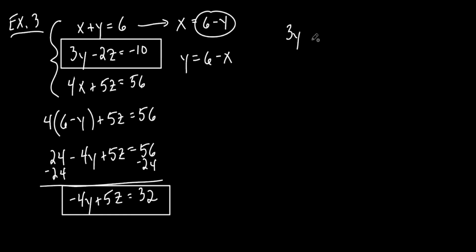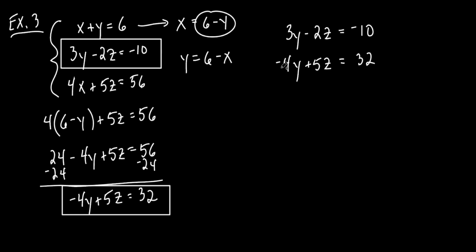So it's 3y minus 2z equals negative 10, and negative 4y plus 5z equals 32. All right, took those two in the boxes, just put them on top of each other. Everybody see that?